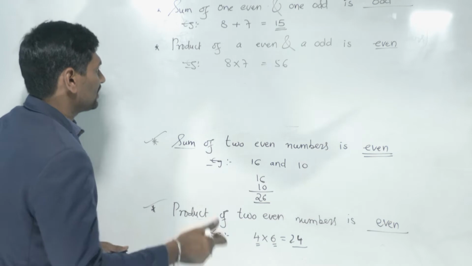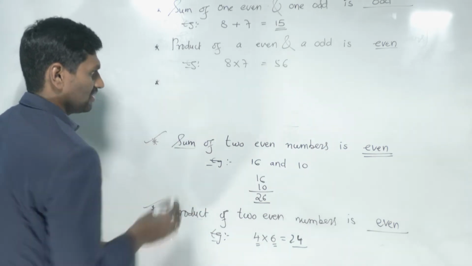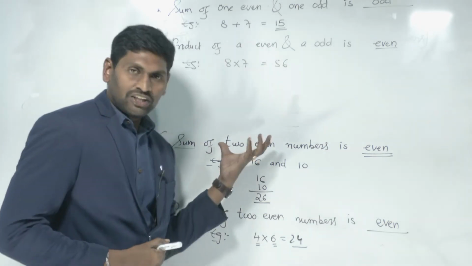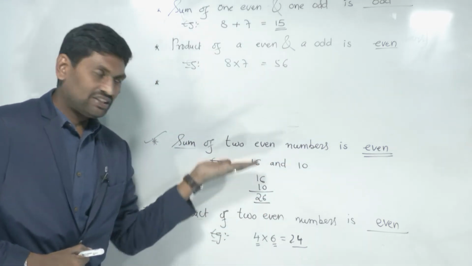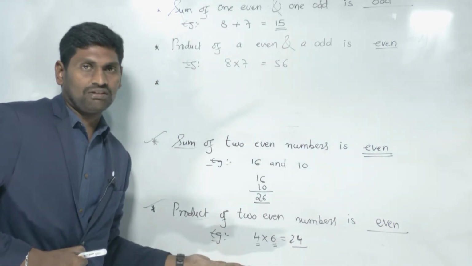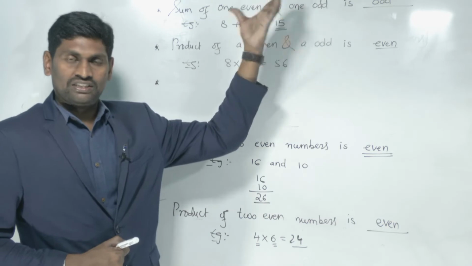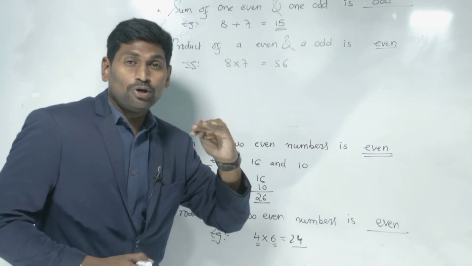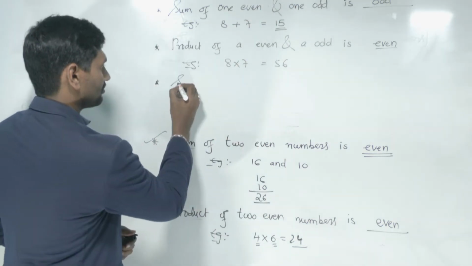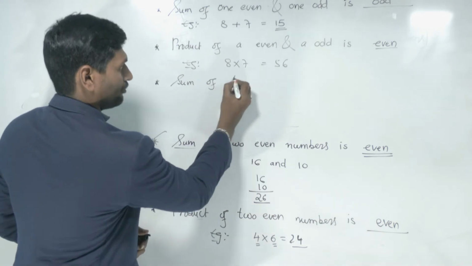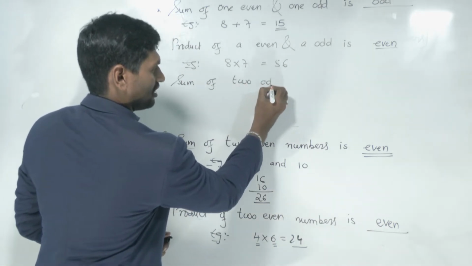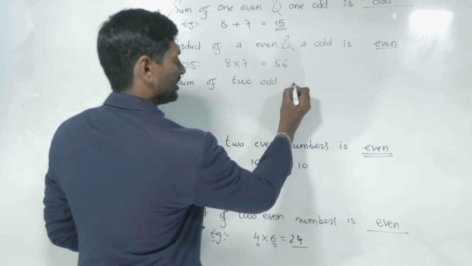Now let us check that sum of two odd numbers. So first I have taken two even numbers. Their sum, their product completed. One even, one odd. Sum, product completed. Now both odd numbers. Sum of two odd numbers is.